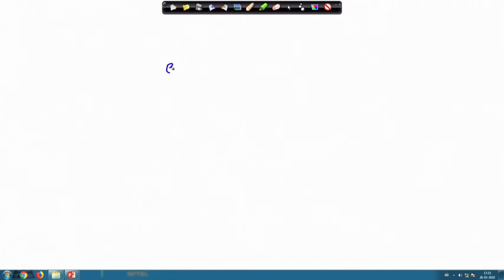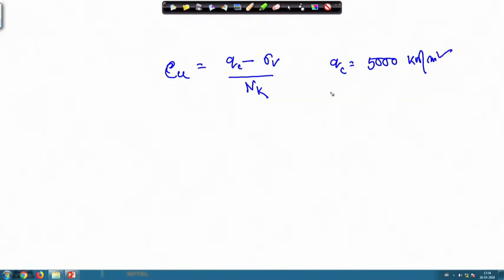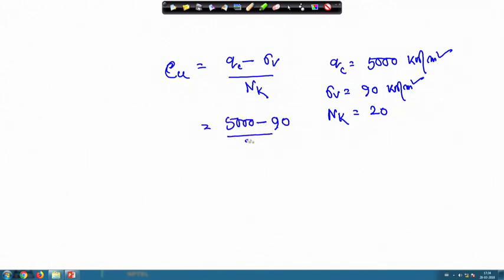So, again, cu is qc minus sigma v divided by Nk. The qc value is given as 5000 kilonewton per meter square, sigma v we have calculated as 90 kilonewton per meter square, and Nk is taken as 20. If I put these values, it will become 45.5 kilonewton per meter square. So, this is the undrained cohesion of the soil.